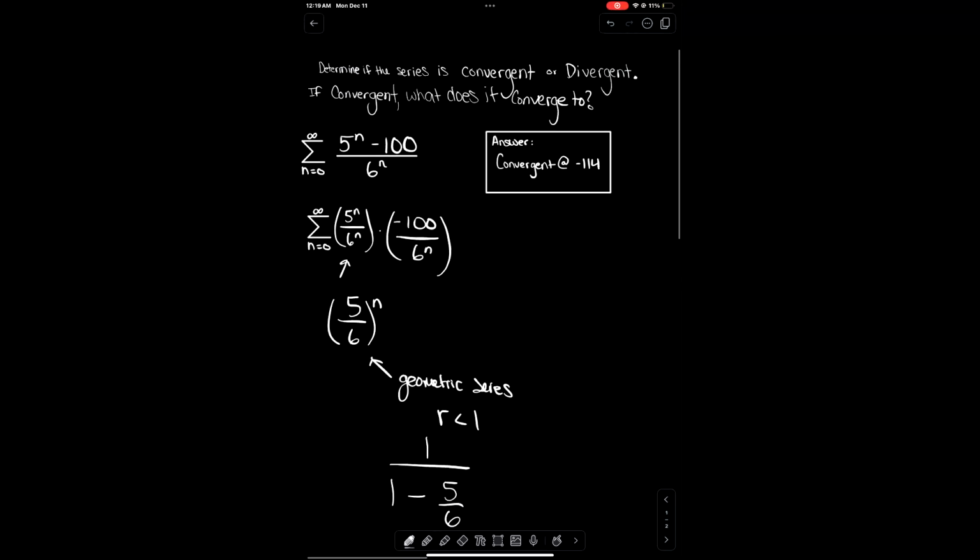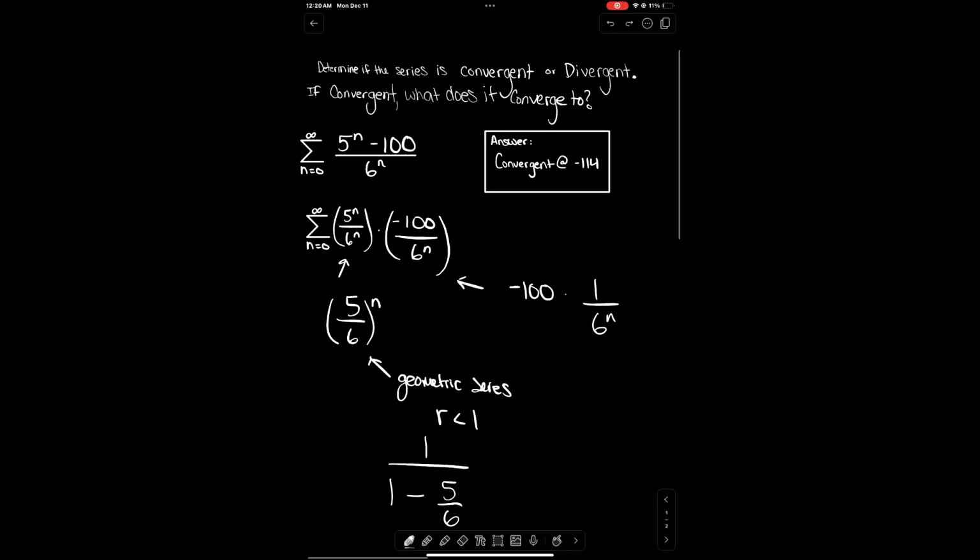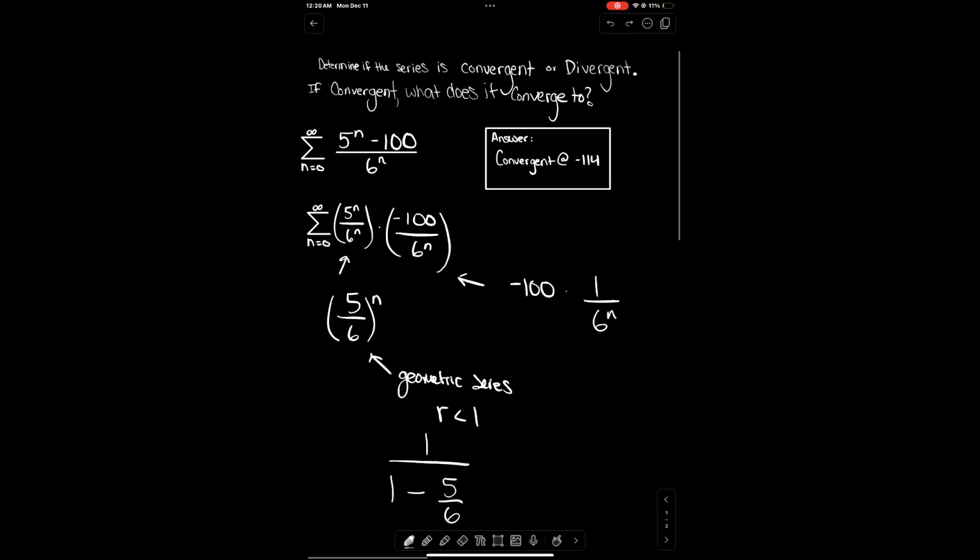So, and then same for this value here. We actually have two geometric series. So we have 5 over 6 at the end, but we also have negative 100 times 1 over 6n. And you're like, okay, well, to be geometric, it has to be the whole thing to the n power. But 1 can also be expressed as 1 to the n. Because 1 to any nth power is still 1, right?